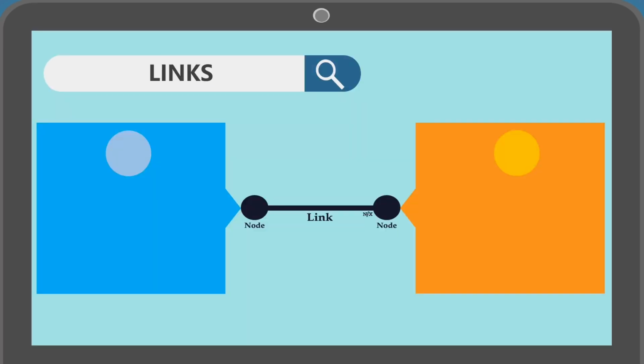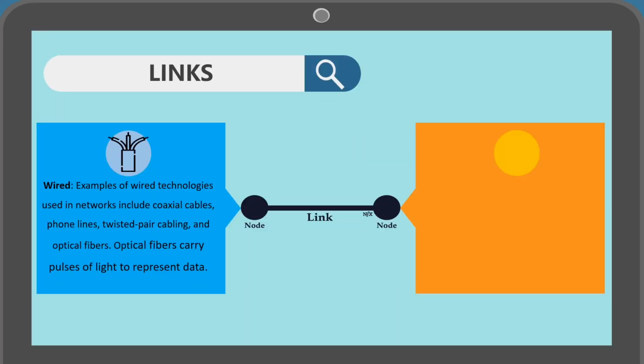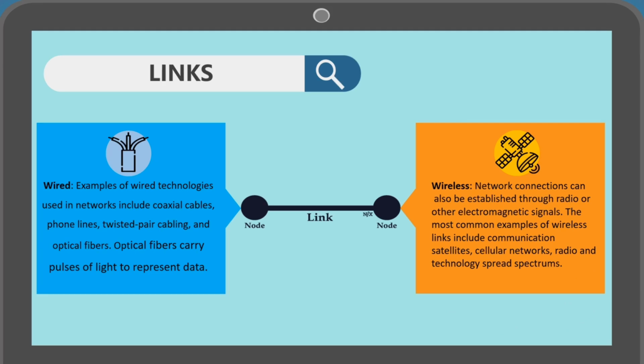The second component is links. There are basically 2 types of links, which are wired and wireless. There are many examples of wired technologies used in networks, including coaxial cables, phone lines, twisted pair cabling, and optical fibers. Optical fibers carry pulses of light to represent data. Wireless network connection can also be established through radio or other electromagnetic signals. The most common examples of wireless links include communication satellites, cellular networks, radio, and also spread spectrum technology.